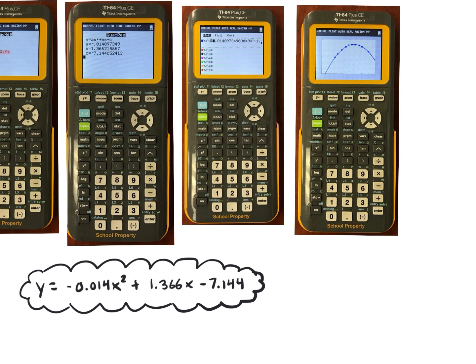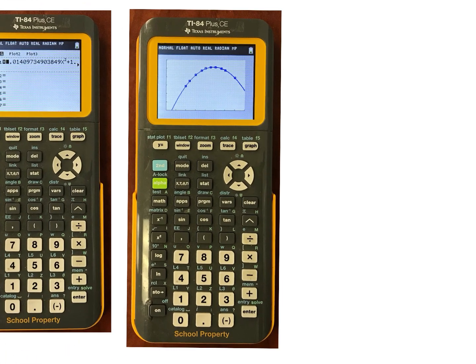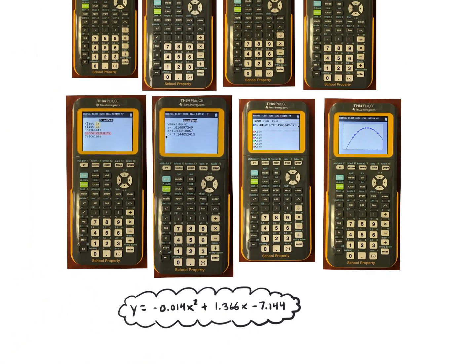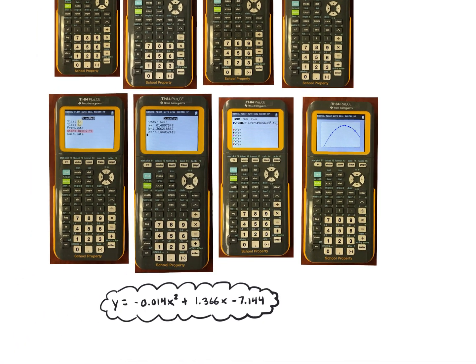And then if you hit graph, you'll see that that model is a really good fit for all of our points. Again, you can see it doesn't go through all of the points exactly, but with a regression model, it doesn't need to be a perfect fit. It's more of the line of best fit. So you can see that this one is a pretty good fit, and you could tell that this would be a good model for us.